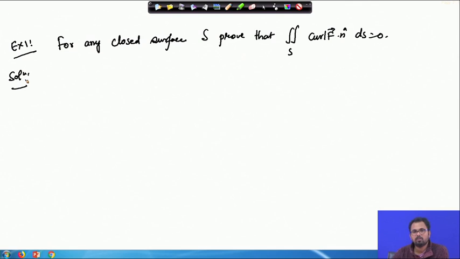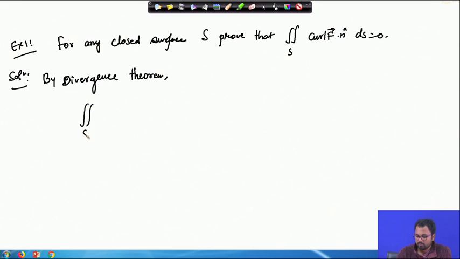Since we have curl of f, that means the function f has continuous partial derivatives and the function itself is continuous. So, we have to prove this. Therefore, by the divergence theorem, or Gauss divergence theorem, what we will have? Curl of f dot n dS.